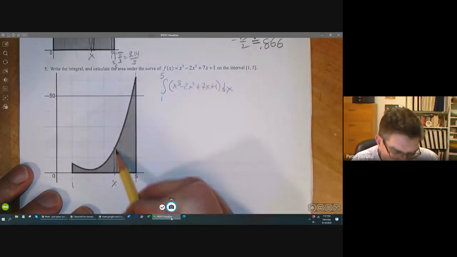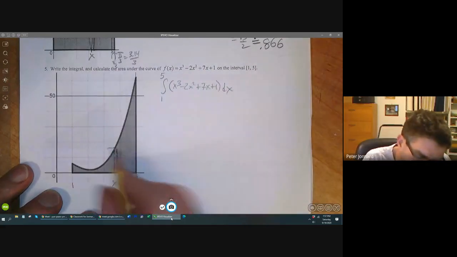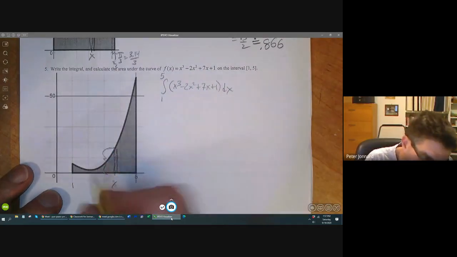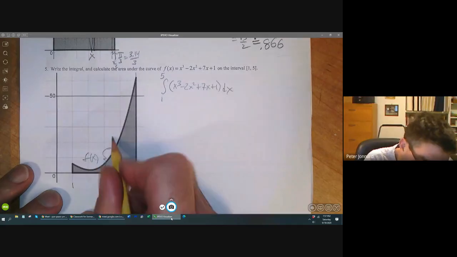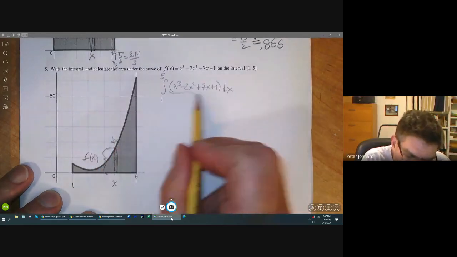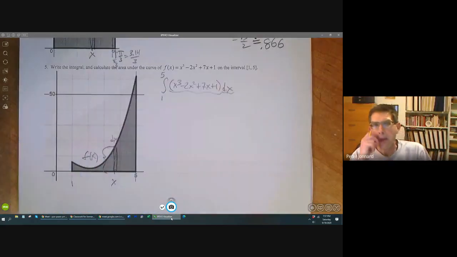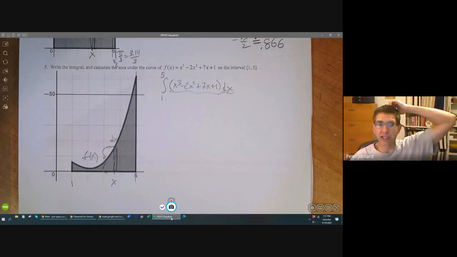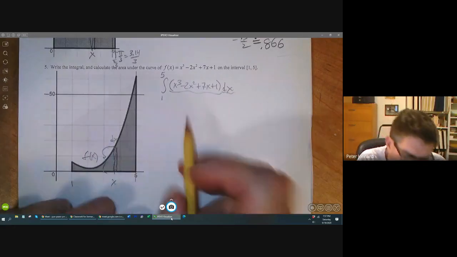And then what's the area of that one rectangle? Well, it's the height of the rectangle, which is f of x, and then times the width of it, dx. And that's exactly what we have here. That's f of x, and that's dx. Okay, so we just need to do an antiderivative of this function.